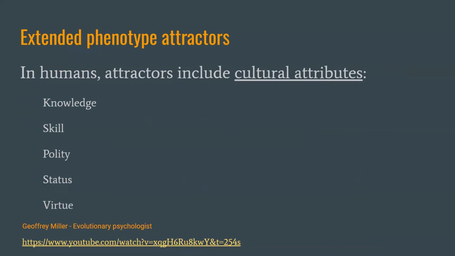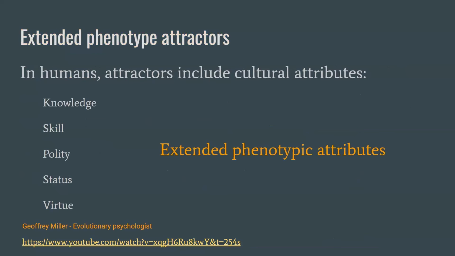Now, we have a lot of cultural attributes these days. We have knowledge, we have skill, we have polity, we have status, we have virtue, and we do things like virtue signaling to advertise the fact that we're virtuous. So why do we do all those things? Well, maybe those are extended phenotypic attributes. And if they are, then that's something that's going to be selected for. And it's something you're going to want, right?